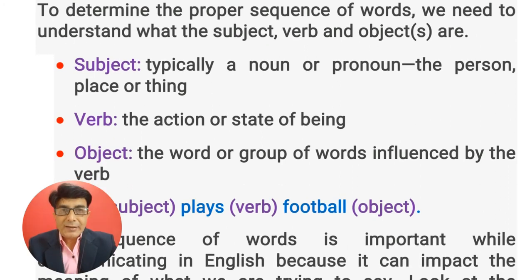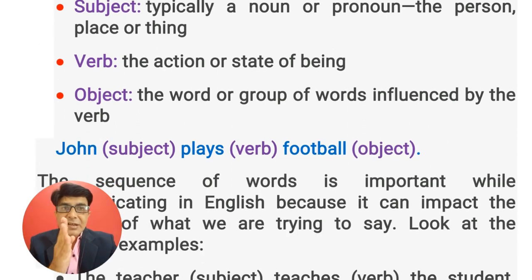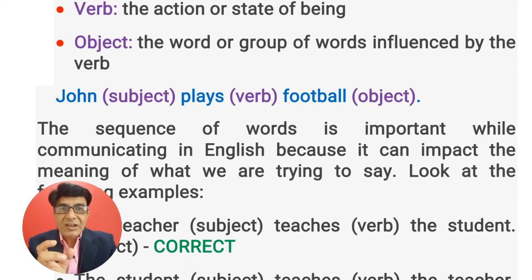And object. Object is a word or sometimes a group of words which is influenced by the verb. Okay, say for example, we played football. In this sentence, the word football is your object. Okay, now subject, verb and object, you cannot change the order of these words.